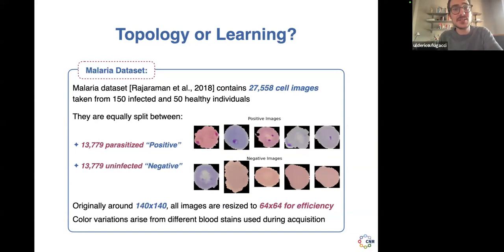The second dataset that we have considered is the so-called malaria dataset that contains 28,000 cell images taken from 200 individuals that could be infected or healthy. Also, in this case, the dataset is split equally in parasitized positive examples and uninfected negative examples. And also in this case, we perform a resize of the images. As you can see, in these kinds of images, positive examples are often characterized by some stains, some cluster of stains that stand out in the middle of the cells.